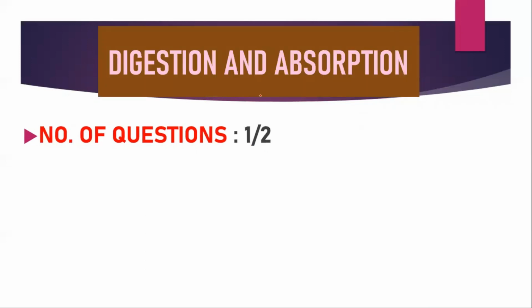Digestion and absorption, again 1 or 2 questions. Focus on the enzymes. Which of the following cells secretes HCl? What is the source of HCl? What is the source of pepsinogen? They can ask which of the following is present in pancreatic juice but not in intestinal juice. Study the enzyme contents well. What are the enzymes present in pancreatic juice? What are the enzymes present in intestinal juice?